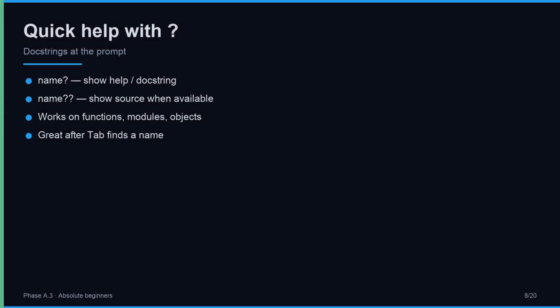Type a name then a question mark to see help text. Two question marks try to show source code when available. This works on functions, modules, and many objects. Combined with tab, you can discover and read docs without leaving the shell. Especially remember, name, show help, docstring. Take a moment with this idea before we move on.